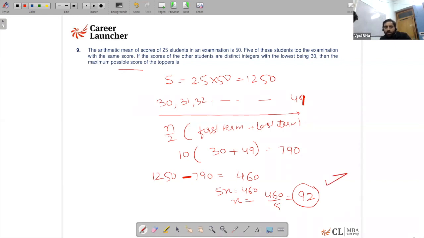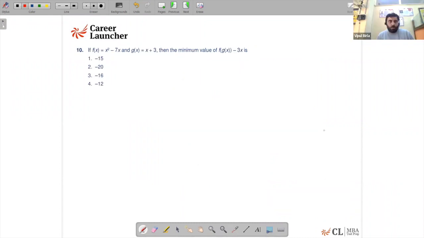So again, the application of basic arithmetic mean, and the question is straightforward. Question number 10, it says f of x is x square minus 7x and g of x is given as x plus 3, and we are supposed to identify the minimum value of f of gx minus 3x. Now when I say f of gx, it is simply replacing x with gx in the function fx.